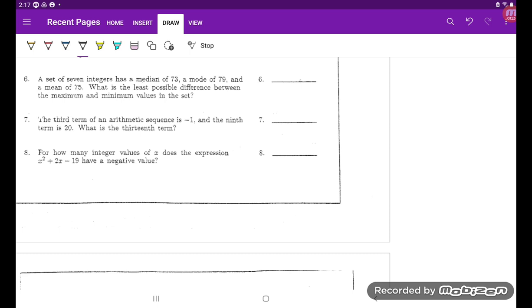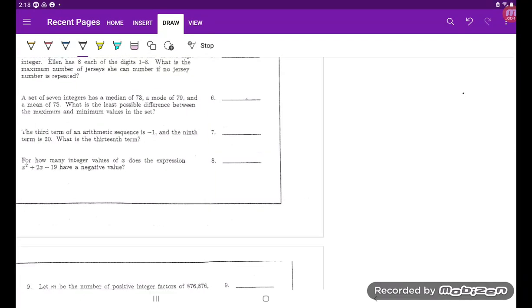So the first question we're going to do today is number 6. A set of 7 integers has a median of 73, a mode of 79, and a mean of 75. What is the least possible difference between the maximum and minimum values in the set? So essentially they're asking us for the range. We know there should be 7 numbers: 1, 2, 3, 4, 5, 6, 7. The middle number should be 73 because the median is 73, the mode is 79, and the mean is 75.